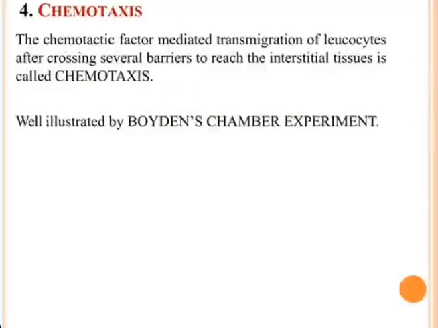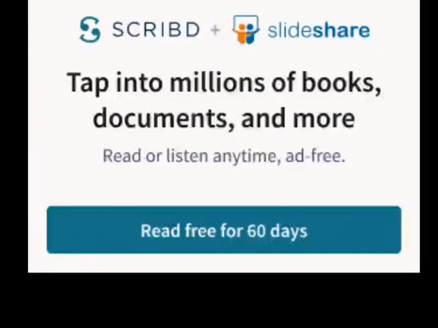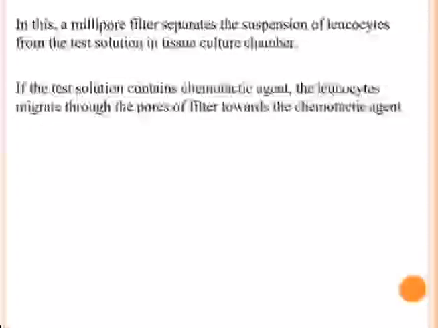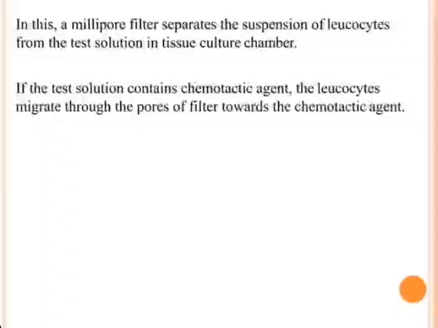Chemotaxis. The chemotactic factor mediated transmigration of the leukocytes, after crossing the several barriers to reach the interstitial tissue, is called chemotaxis. This was well illustrated by the Boyden chamber experiment. In this, we see a millipore filter that separates the suspension of the leukocytes from the test solution in the test culture chamber. If the test solution contains a chemotactic agent, the leukocytes migrate through the pores of the filter towards the chemotactic agent.